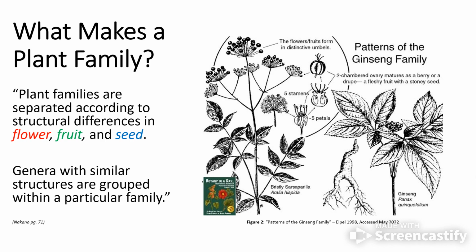Seen on the right side is an illustration from Thomas Elpel's Botany in a Day, which describes many common features of plant families. This image shows patterns of the ginseng family, such as flower and fruit that form in umbels, the number of stamens, petals, and ovary chambers, and the types of fruit and seeds formed.